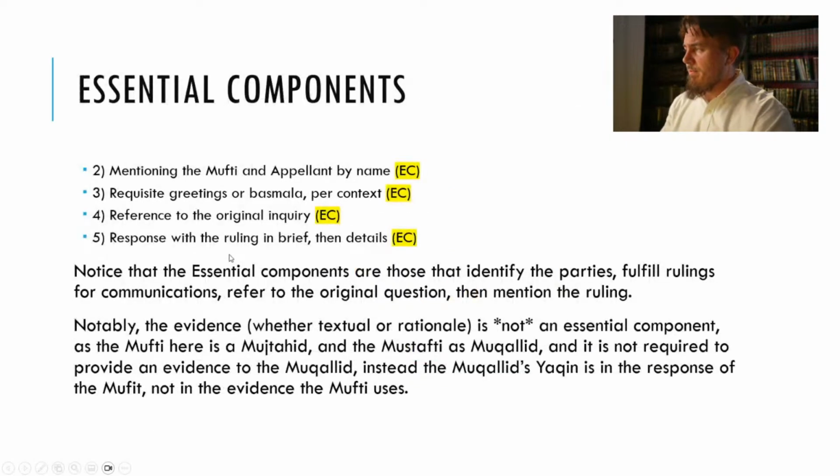Okay, let's go forward. So what are these essential components? The essential components are those that identify the parties, the rulings for communication. They refer to the original question. They mention the ruling. Notably, here we said the evidence, whether textual or rational, is not essential, as the mufti here is a mujtahid and the mustafti is a muqallid, and it's not required to provide evidence to a muqallid. Instead, the muqallid's yaqeen is in the response of the mufti, not in the evidence the mufti uses. Because even with that evidence, he may not be able to understand.